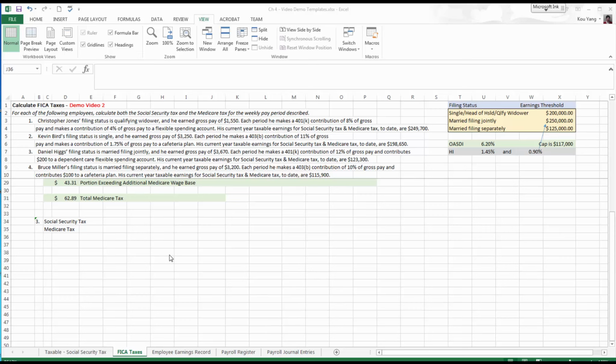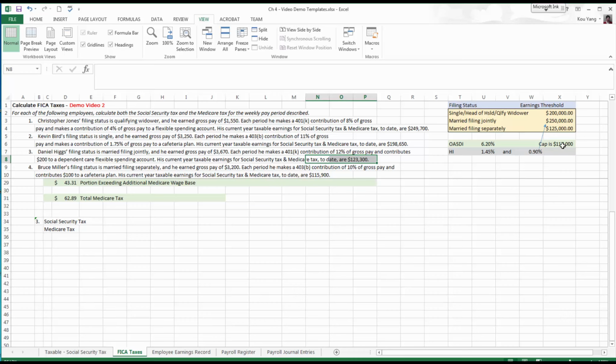So it looks like we're on number 3. Daniel Higgs. His filing status is married, filing jointly, and he earned gross pay of $3,670. Each period he makes a 401k contribution of 12% of gross pay and contributes $200 to an independent flexible spending account. His current year taxable earnings for Social Security tax and Medicare tax to date are $123,300.